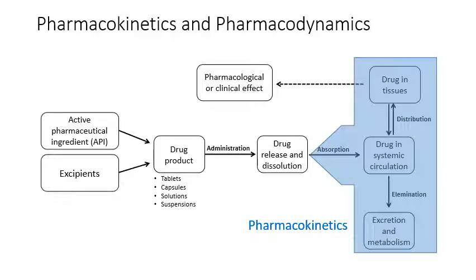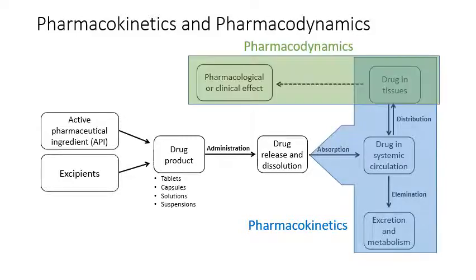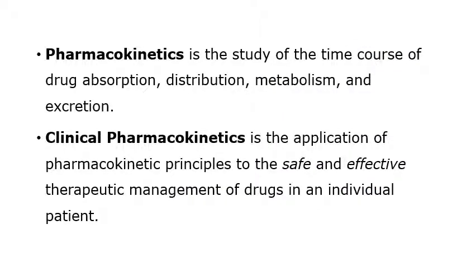The processes of drug absorption, distribution, metabolism, and excretion are called pharmacokinetic effects. Once the drug reaches the tissues and produces a pharmacological effect, these are called pharmacodynamics. According to this, pharmacokinetics can be defined as the study of the time course of drug absorption, distribution, metabolism, and excretion. Clinical pharmacokinetics, however, is the application of pharmacokinetic principles in the safe and effective therapeutic management of a drug in an individual patient.